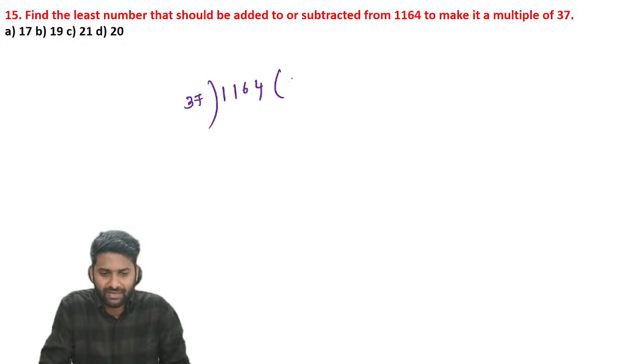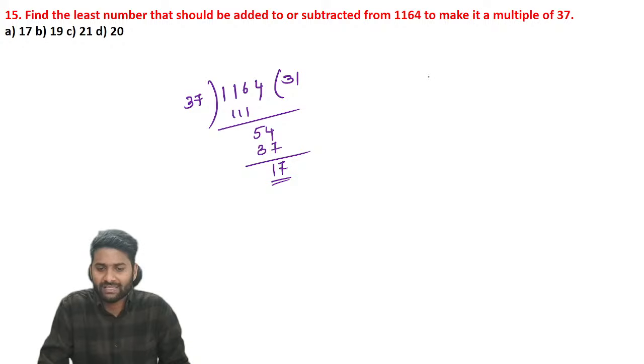So 37 multiplied by 3 is 111. Then you can find the difference is 54. So again 37 exactly 1 times is 37. Now 54 minus 37, so you can see that 17 is the remainder. 1164 is divided by 37, and it leaves remainder 17.